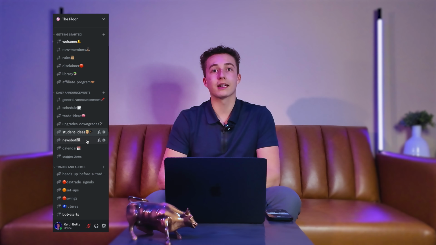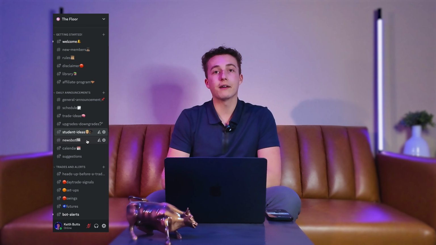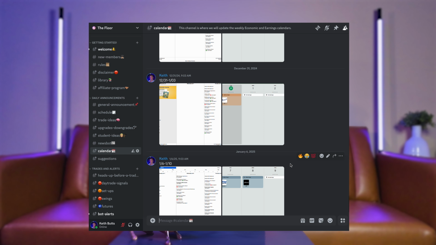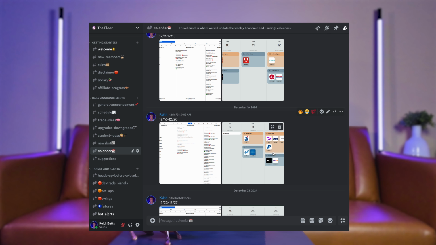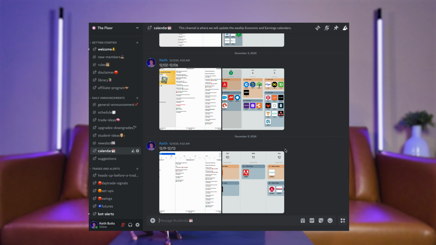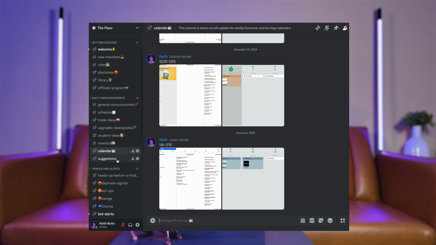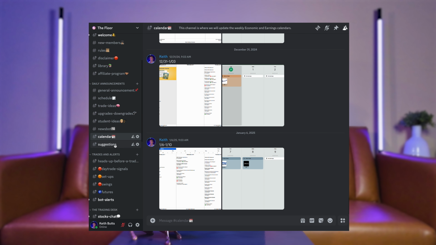So if news is something that is important for you guys, which I would say that news is important to some degree for every type of trader, I would definitely keep your alerts on for this as well. After that, we have our weekly calendar. This weekly calendar is where we post the economic calendar for the week, the earnings calendar for the week, so you guys can basically know what's going on in the economic world.